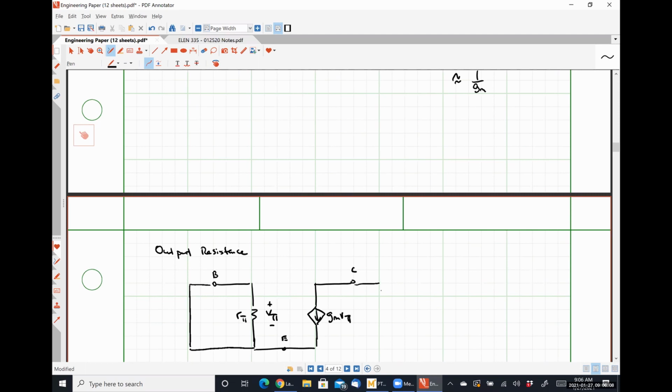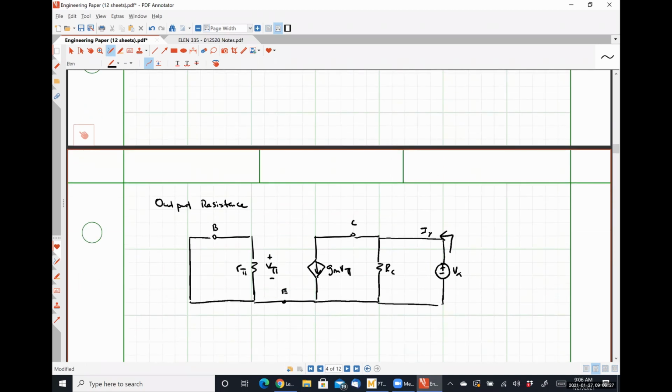Then between the collector and ground, we have that resistance RC. And here is where we apply our test voltage Vx. Measure this current, Ix. And so we should be able to see very easily our value for our output resistance. What's it going to be? What's V pi? Here, let's start there.